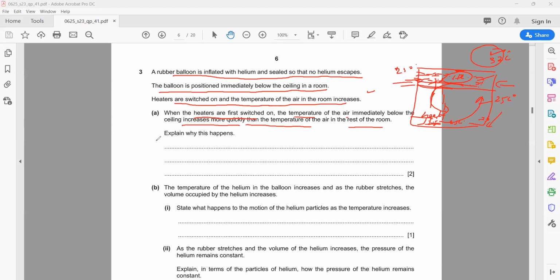So you can write here that when the heater is switched on, the air becomes hot and rises up due to less density. So hot air gathers in the upper part near the ceiling, so that it has a higher temperature as compared to the other parts. Got it?